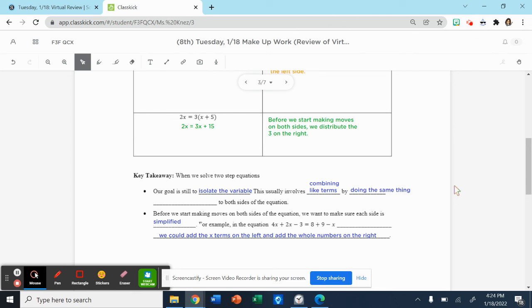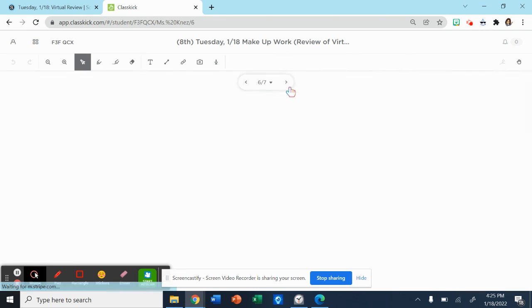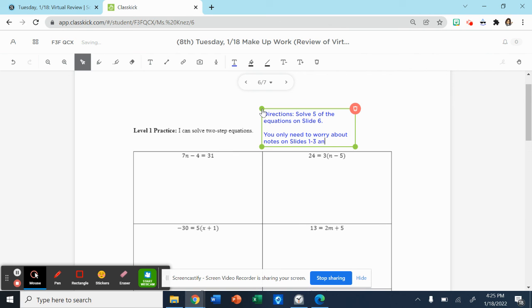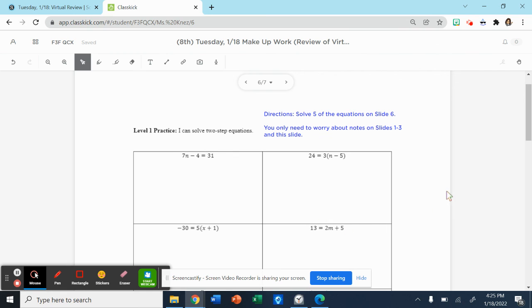If you have been absent, what I would like you to do is skip to slide 6. On slide 6, the directions are to solve 5 of the equations. So you only need to worry about notes on slides 1 to 3 and this slide. That gives you a bite-sized assignment to take care of. Once you've finished slide 6, you are good for today.